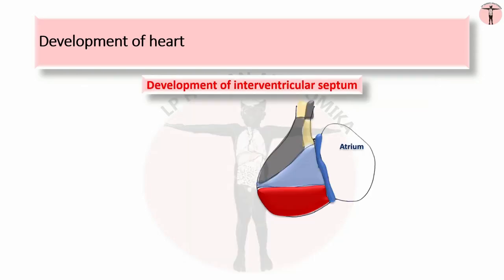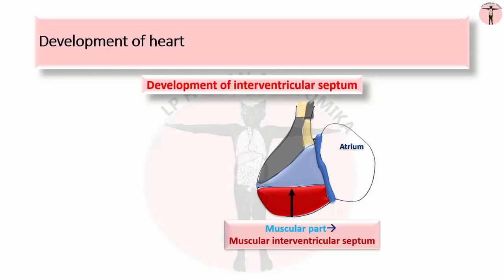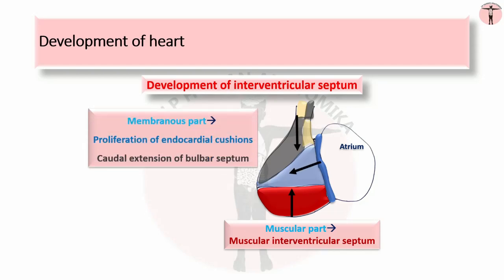Now coming to the overall development of the interventricular septum, the interventricular foramen is usually completely closed by week 7. The sources contributing to the formation of the interventricular septum are the muscular part from the muscular interventricular septum, the membranous part from the proliferation of endocardial cushions, and the caudal extension of the conobulbar septum.